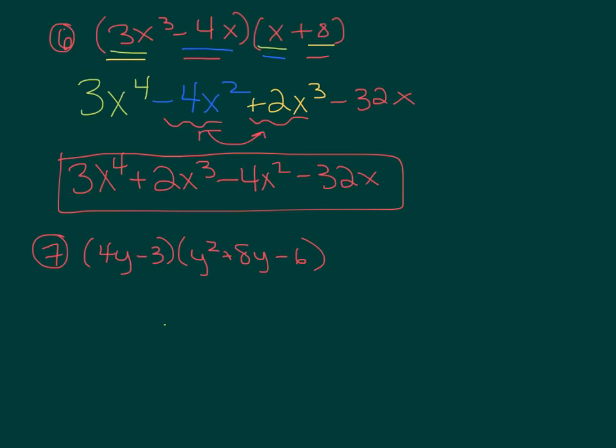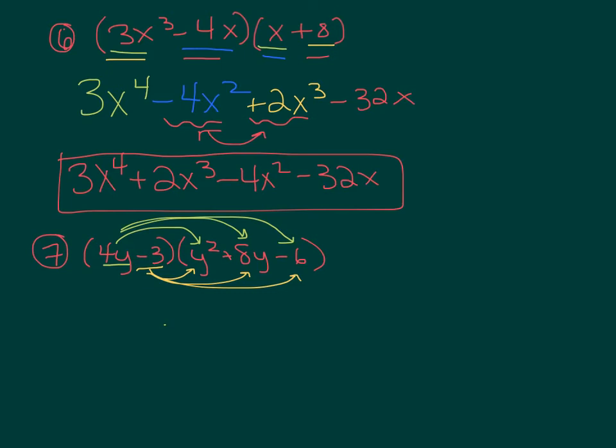What you need to do is take this 4y and multiply it by everything in the second parentheses. You do the same thing for negative 3. You multiply by everything in those parentheses. So I'll show you what you get when you do that.